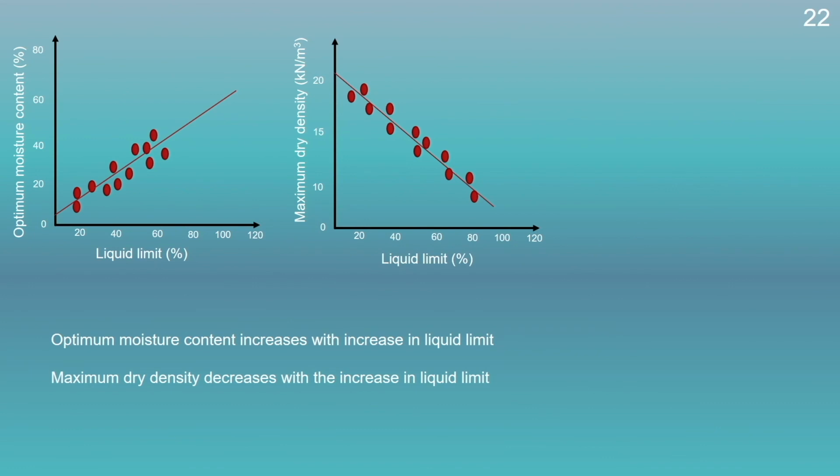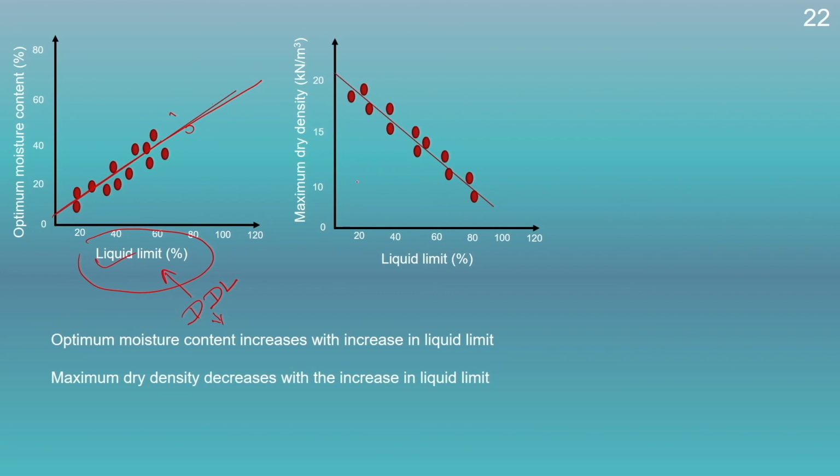Now, if we compare the optimum moisture content with the liquid limit, we can see here that with the increase in the liquid limit, the optimum moisture content is increasing. As we know, the liquid limit of a soil is controlled by the diffuse double layer thickness. Higher the diffuse double layer thickness, higher will be the repulsion between the particles. Therefore, lower will be the density and higher will be the optimum moisture content.